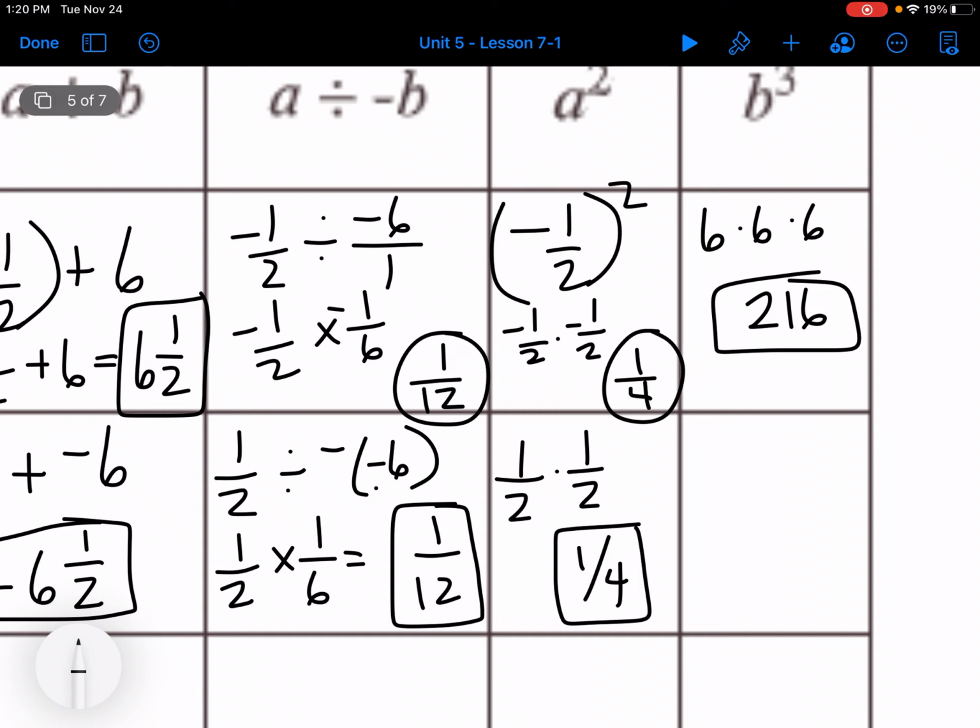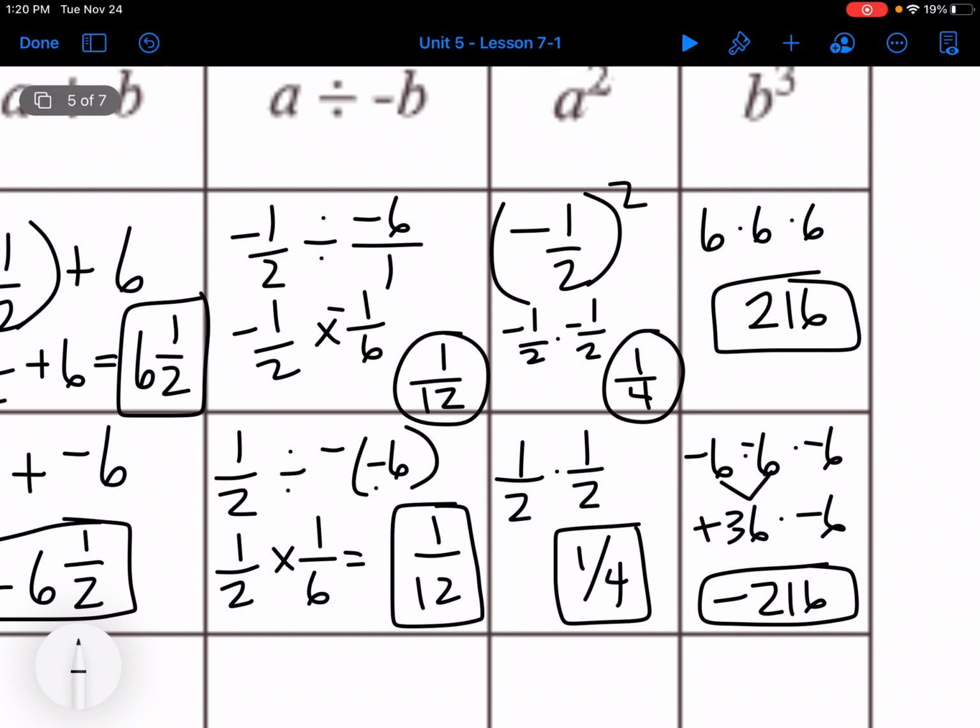And then negative 6 times negative 6 times negative 6. That's going to give me a positive 36, times a negative 6 is going to give me negative 216. So I've always got to think about, okay, I've got to do it in parts.